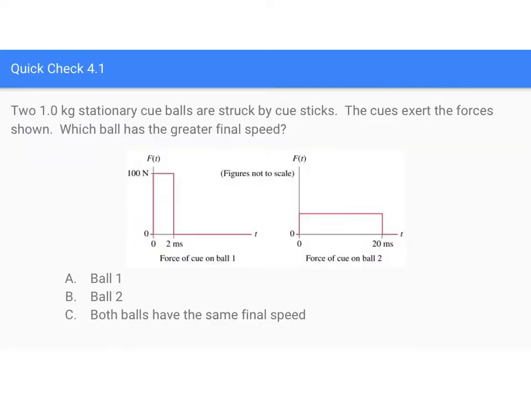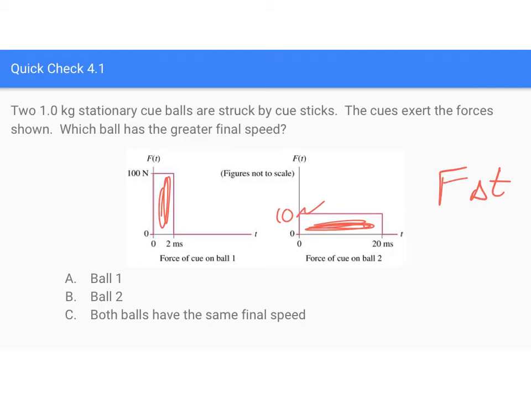All right, so we got a quick check, and it says two 1 kilogram stationary cue balls are struck by the cue stick. So if you play pool, there's some impulse going on there. You're exerting a force over time. And which ball has a greater final speed? So hitting with 100 newtons for 2 milliseconds, or 20 newtons, figures are not drawn to scale, but we have 10 newtons. We'll say this is 10 newtons right here for 20 milliseconds.